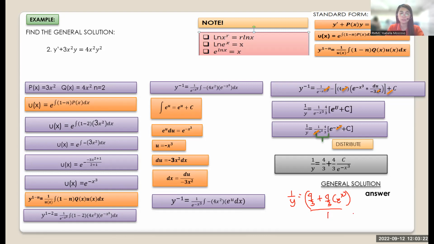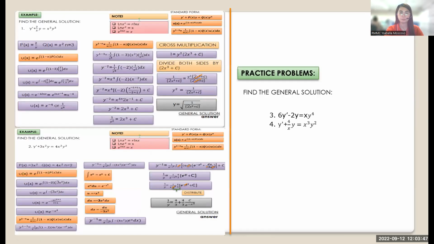Therefore, we can conclude kung we will try to use your algebra that your y is equivalent to 1 over 4/3 plus 4/3 of c e raised to positive x cubed. No, if your answer is equivalent to in terms of c. Okay? So I think that is your general solution using the formula of your Bernoulli equation.